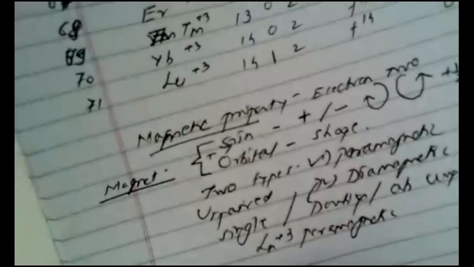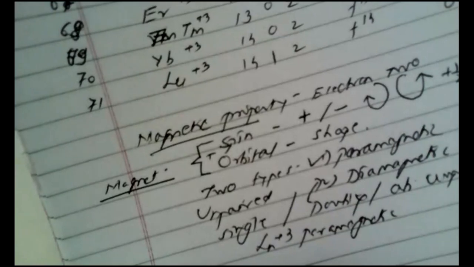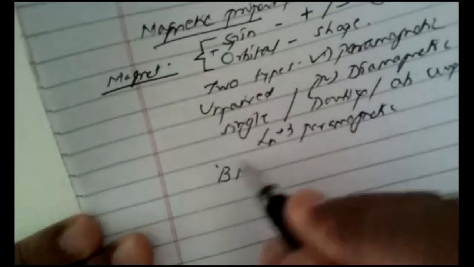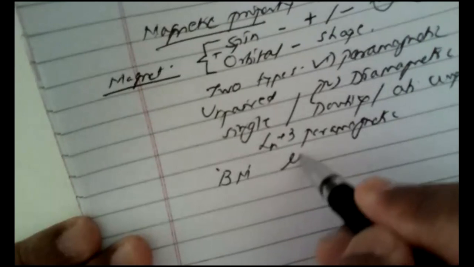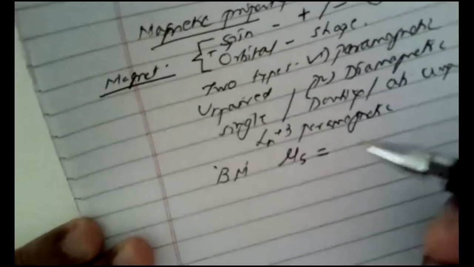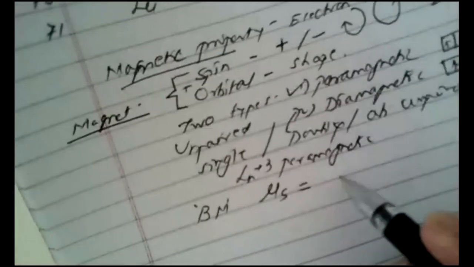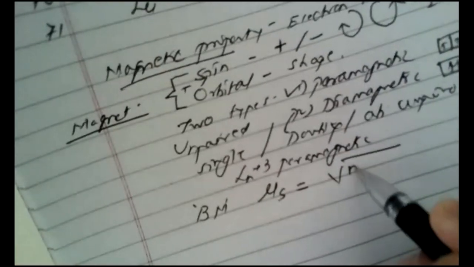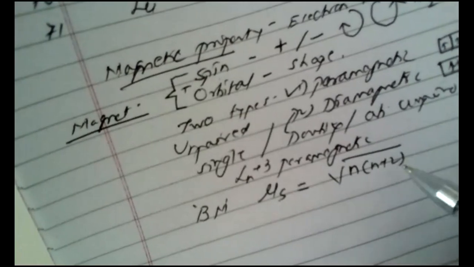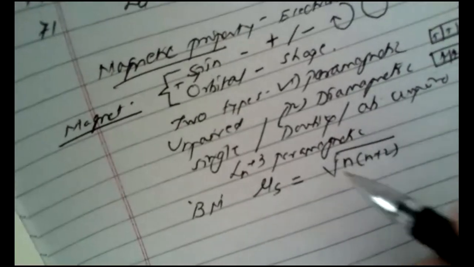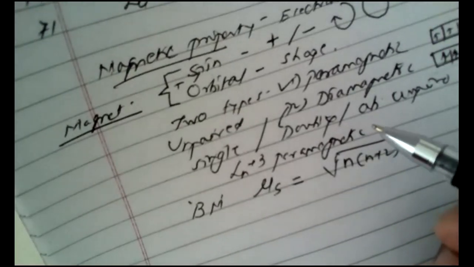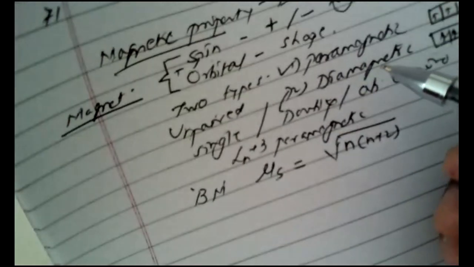So how to calculate the magnetic moment? The magnetic moment can be calculated in terms of a unit that is known as Bohr magnetons, and magnetic moment can be denoted by mu s. S stands for spin motion of an electron. A very simple formula is there, square root of n into bracket n plus 2. This formula we have already studied in transition elements in semester first.